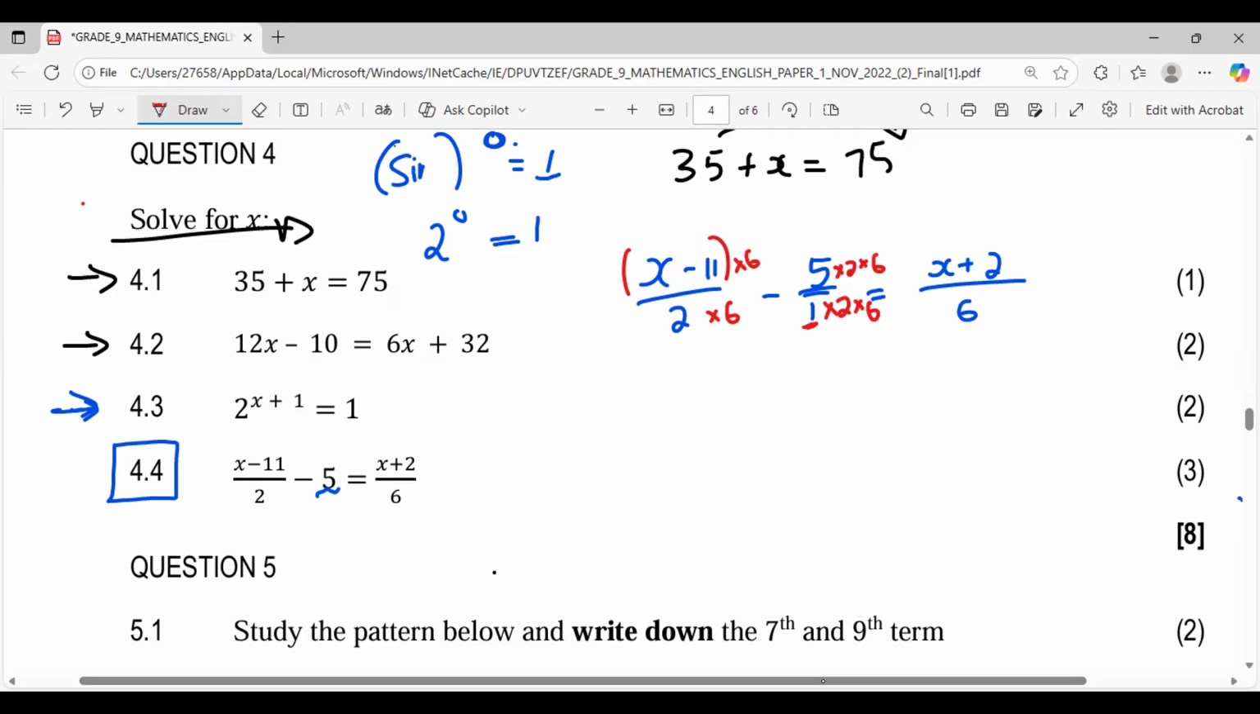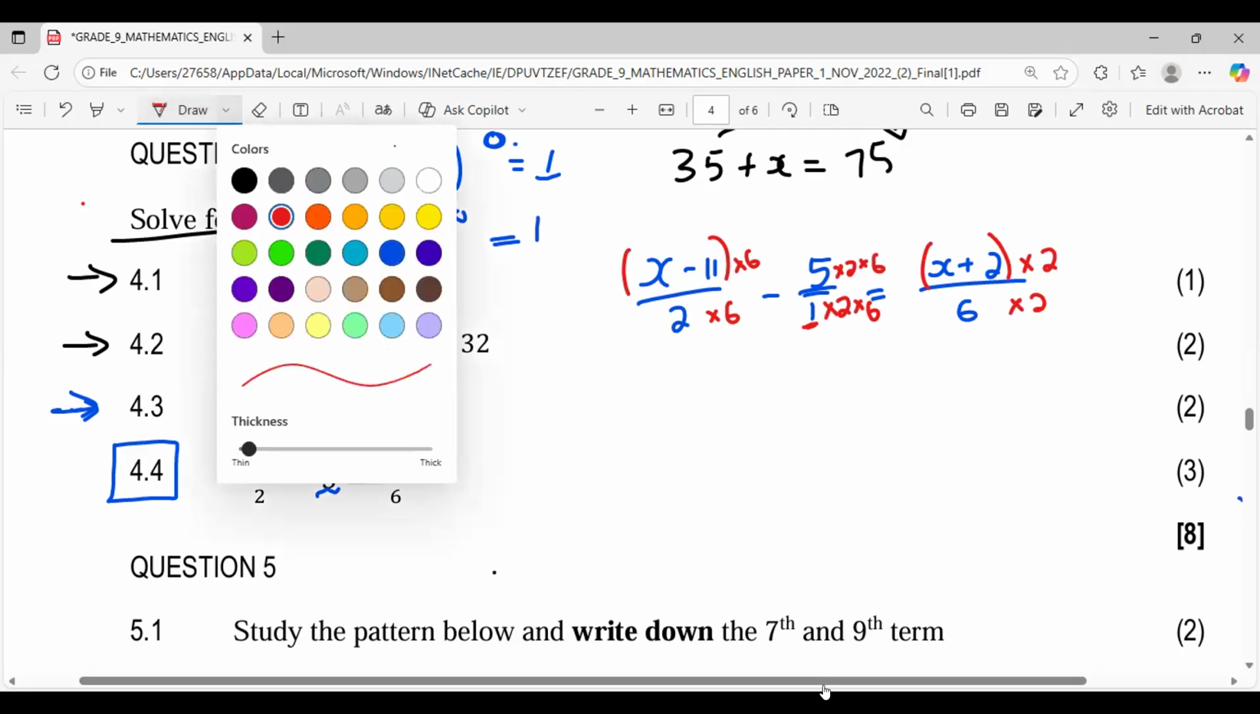And then we have that 6 here. We're going to multiply by 2. Whatever we're doing at the bottom, we should also do at the top. But because at that numerator there are two terms, that's why we are using a bracket. So now let us move on.